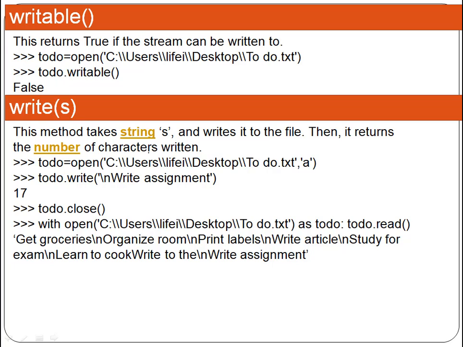Writable returns true if the stream can be written to. As it has been opened in a read mode, it is not writable, so it is returning false. Write(s) takes a string s and writes it to the file. Then it returns the number of characters written. Here you have opened in the append mode, then passed one string to write. As 17 characters are there, 17 characters have been written into it. Then todo.close.